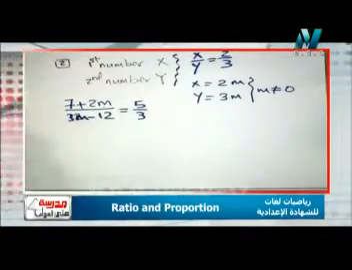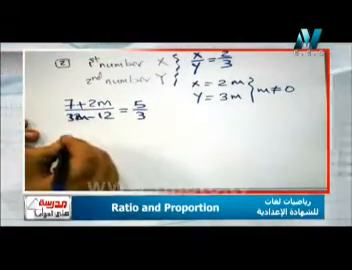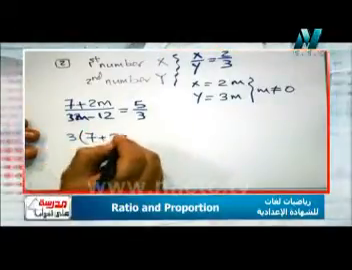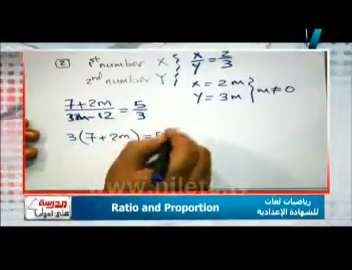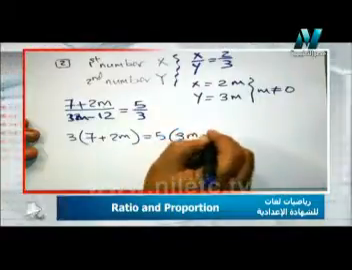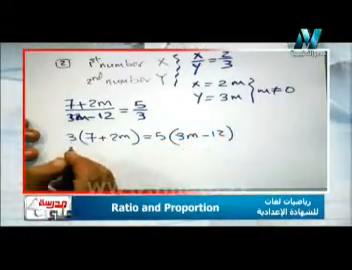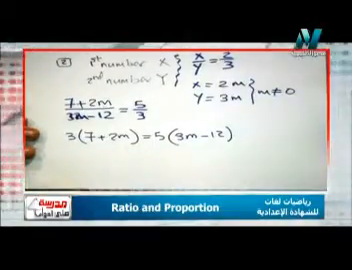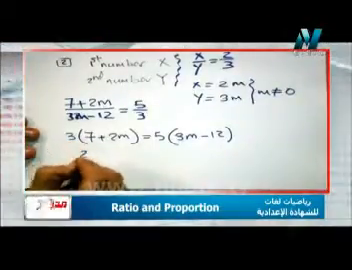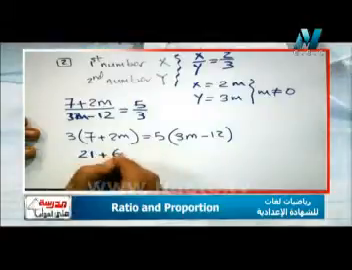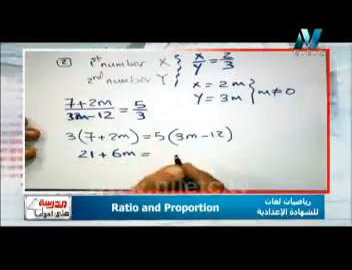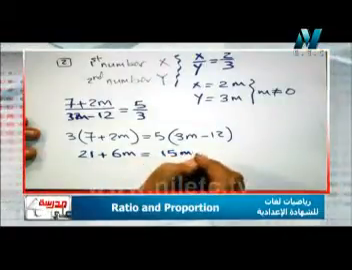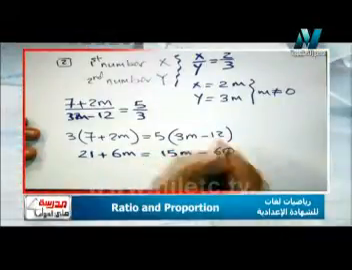A simple cross-multiplication strategy. I'm going to multiply 3 by the first proportion, so 3 times 7 plus 2m equals 5, open bracket, 3m minus 12. Using the distributive property, I'm going to multiply 3 by 7, which is 21, plus 6m, equals 15m minus 60, as 5 times 12 is 60.